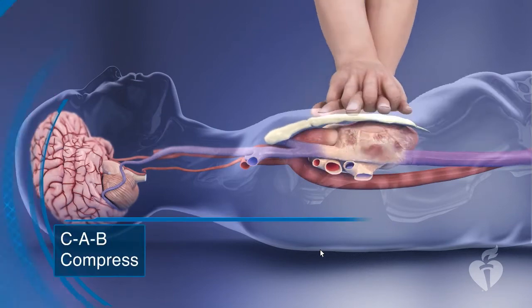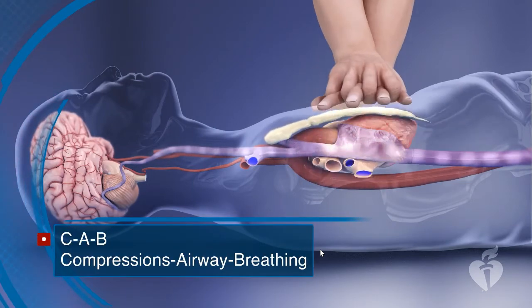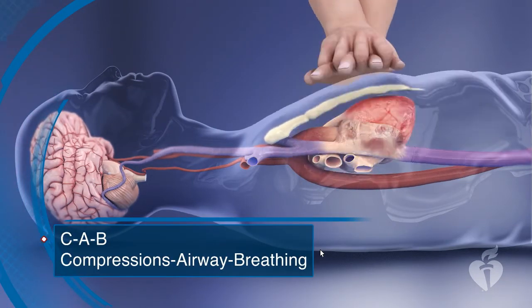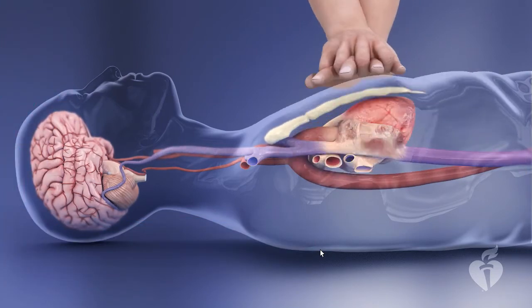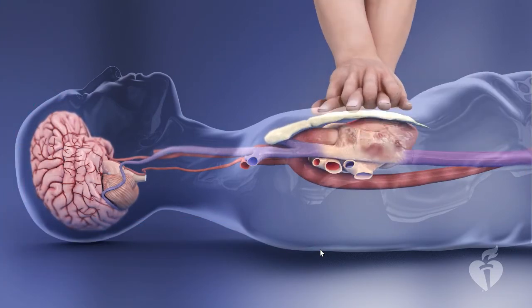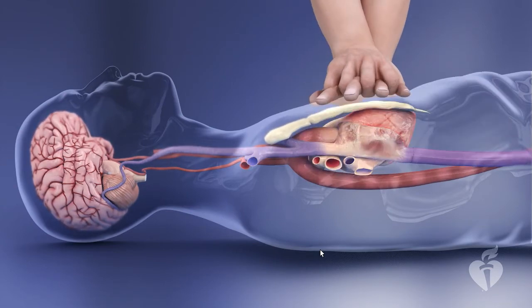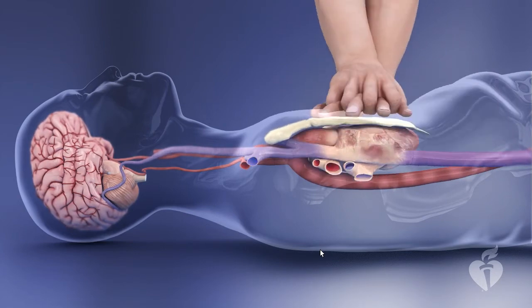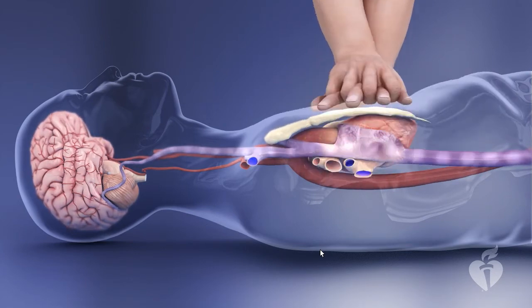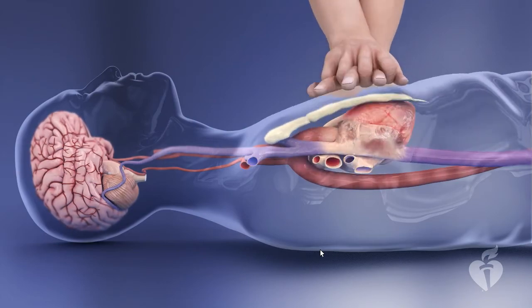By starting compressions, you are initiating the CAB sequence, or compressions, airway, and breathing sequence. In the first few minutes of a cardiac arrest, there is still oxygen in the bloodstream. Starting CPR with chest compressions can pump that oxygenated blood to the brain and heart. After you give compressions, open the person's airway and deliver breaths.